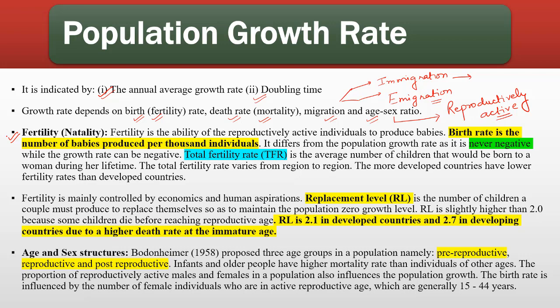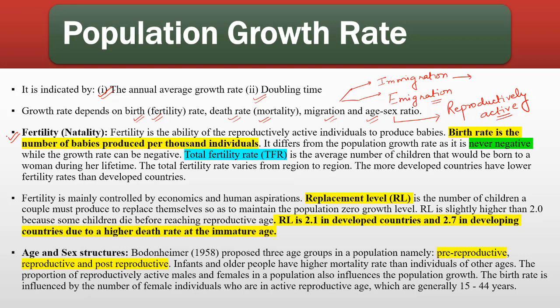Now there is a difference between fertility and birth rate. Natality is the birth rate, and fertility is the ability of the individuals to produce newborn babies. The number of individuals who can produce these newborn babies make a separate group, that is the fertility group, the individuals showing the fertility rate.